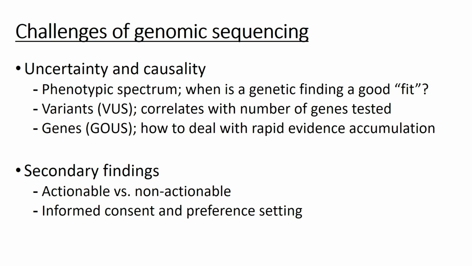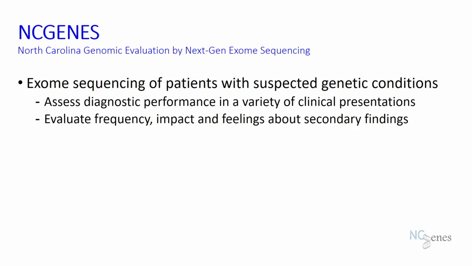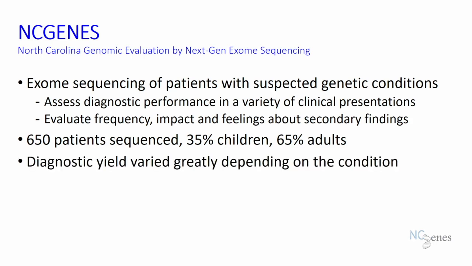The other thing that I'd like to focus on, and I'll talk about some of my group's experience with, is secondary findings and thinking about what an actionable finding is or a non-actionable finding is and how that might relate to informed consent and preference setting. So I've been involved in a study called NC Genes, which looked at exome sequencing of patients with suspected genetic conditions. We analyzed about 650 patients and, like many other studies, found that diagnostic yield varied greatly based on the condition. I won't go into the details of that.